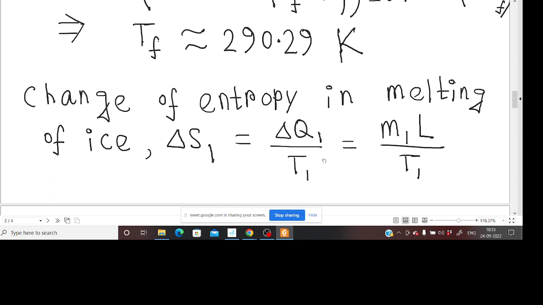Okay, now let's find out the entropies one by one. So this is simple. Change of entropy of the melting of ice, delta S1, is equal to delta Q by T1. You know that during the melting of ice the temperature remains constant, and this temperature T1 is equal to 273 Kelvin. And what is delta Q1? This we have calculated before. This is equal to m1 into L, where L is the latent heat per unit mass and m1 is the mass of ice.